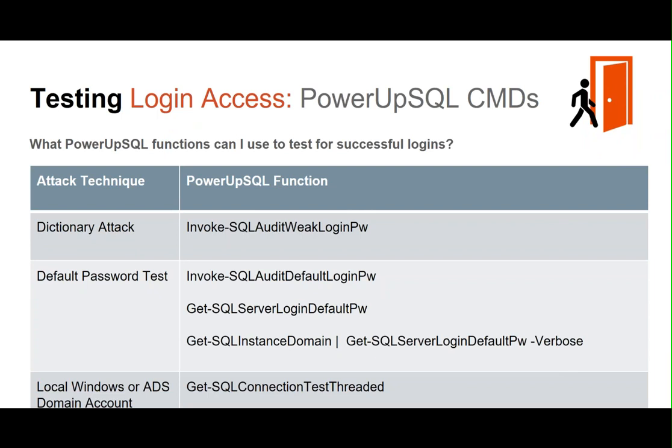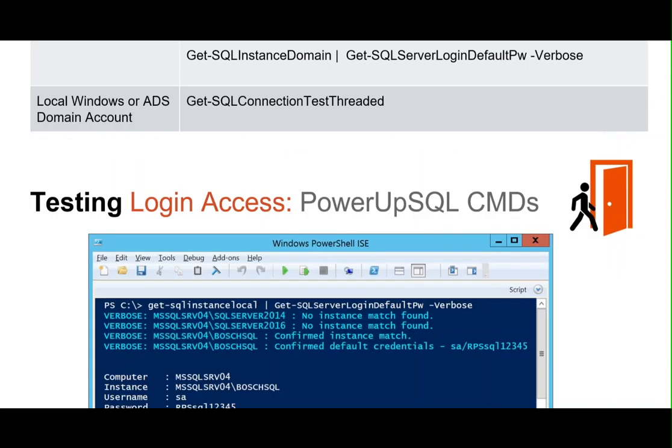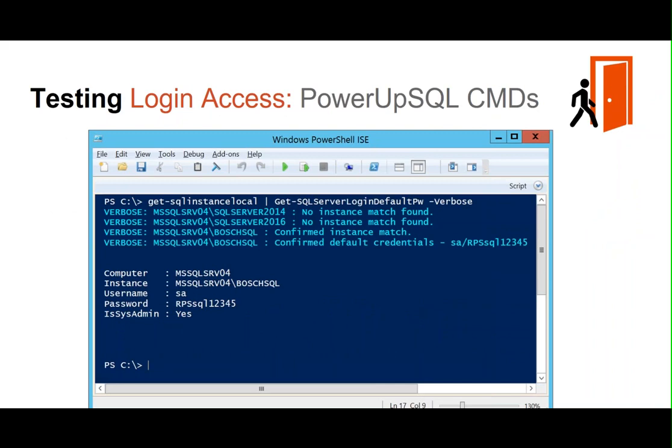The dictionary attack function can support different files and user lists in various configurations. For default password testing, the first one is an audit script, and the second one will just give you a table output, which is really nice, and which you can pipe into other commands. Here's a brief example of how we would get a full list of domain servers with Get-SQLInstanceDomain, and then just pipe that to give me the default list of logins. Pretty straightforward.